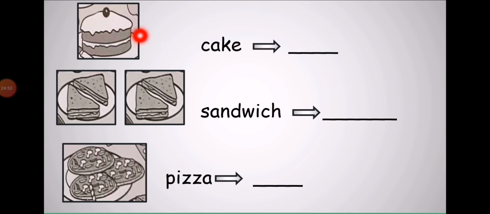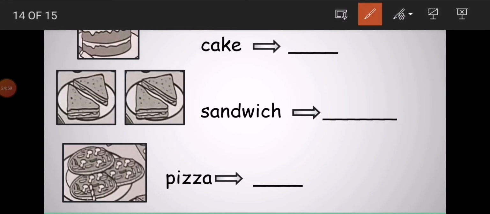Now, cake. There is only one cake. And how many total children are there? Yes, there are 4 children. So what we will do, we will divide this cake into 4 equal parts.